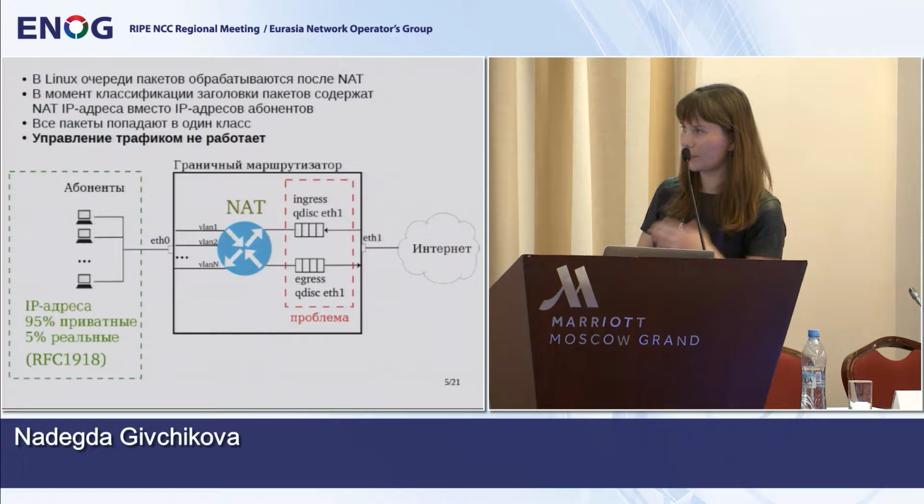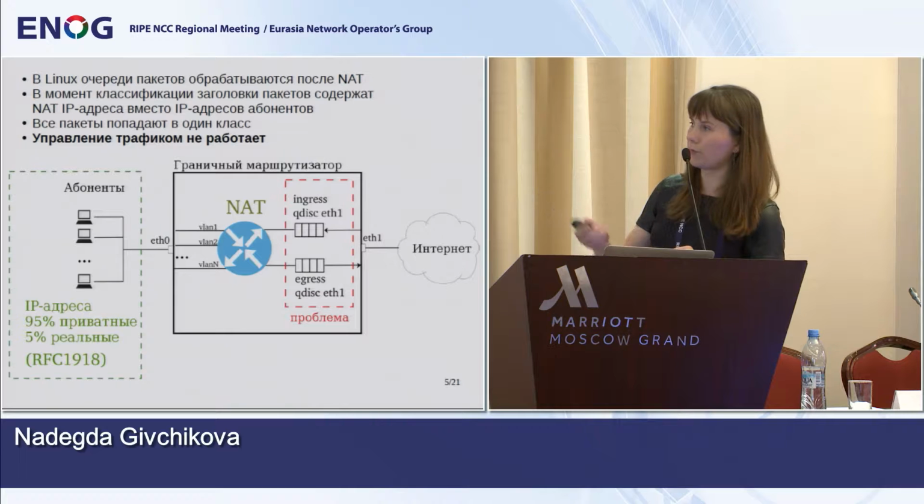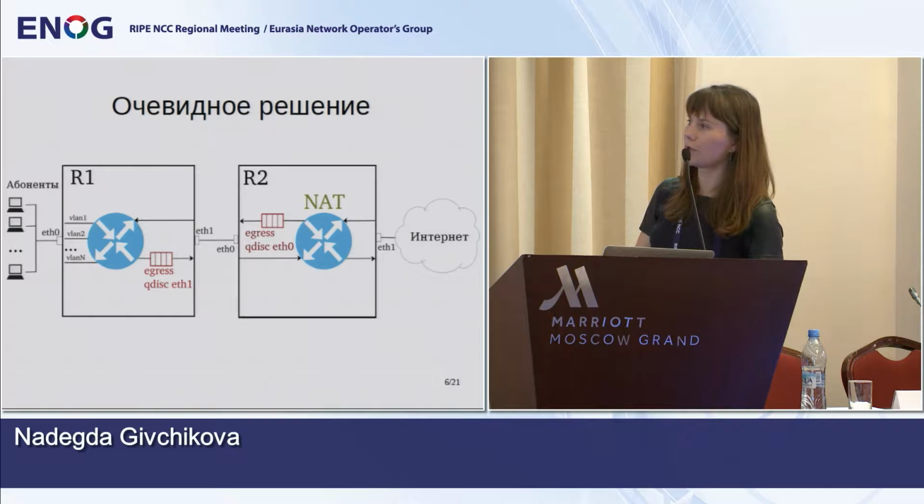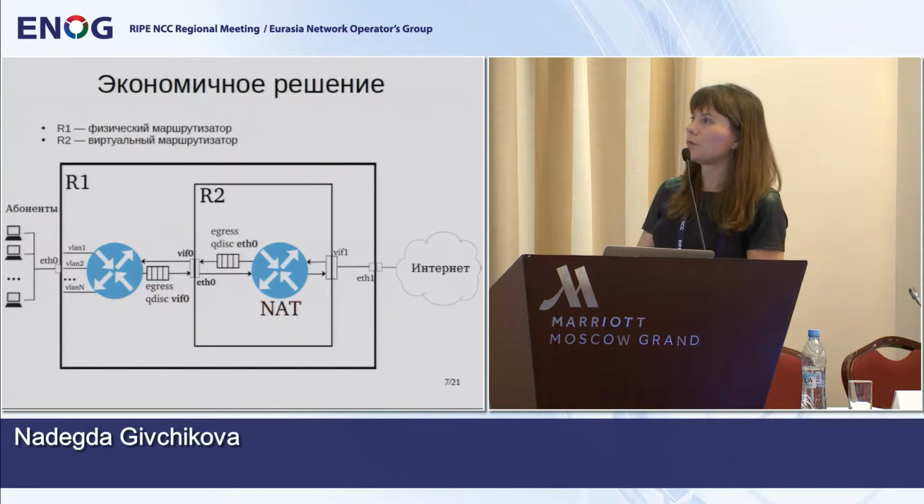We have to classify packets and then only pass them through NAT, and the other way around. The simplest way is to take two routers and divide the functions between them. The first router will classify, the second one will apply new network addresses, and vice versa. What else can we do? We can avoid taking two physical routers. We can take one physical router and the other will be a virtual router, and they will solve the problem.